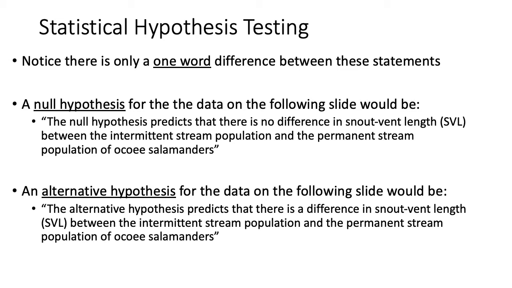So, a simple statement of the null hypothesis is that there is no difference in snout vent length between the two different populations, and the alternative hypothesis says there is a difference in the snout vent length between the two populations. If you notice those two statements, there is only one word difference. There is no difference versus there is a difference.